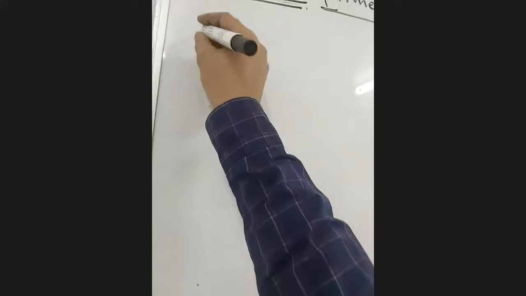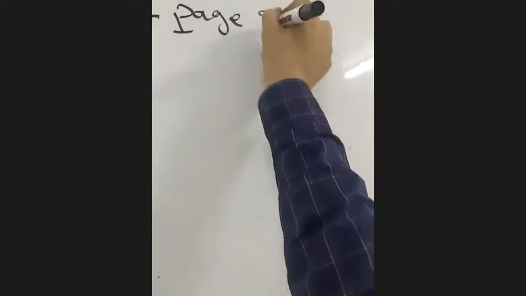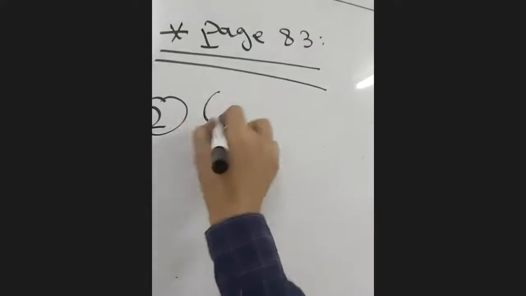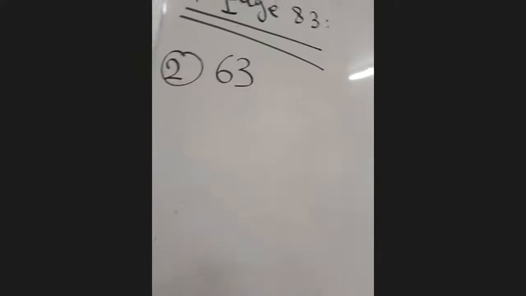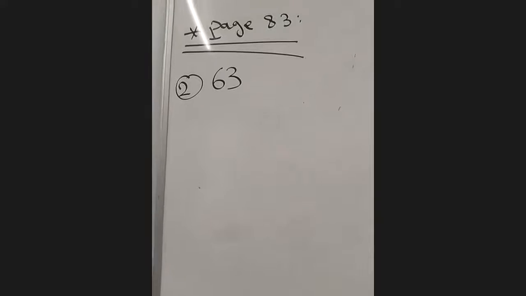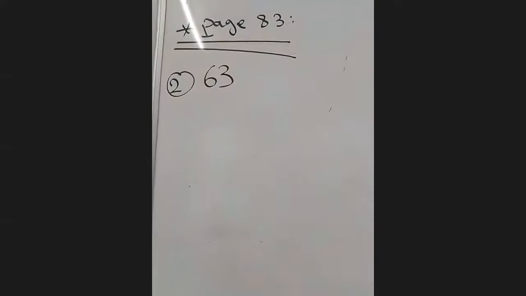See question 1. Sorry, not 1. Question 2 in page 83. Okay. We are on page 83, guys. Question 2. We have the number. What's the number, Abdul Aziz? 2. What's the number in question 2? 63. We want to write the prime factorization for the 63, okay?